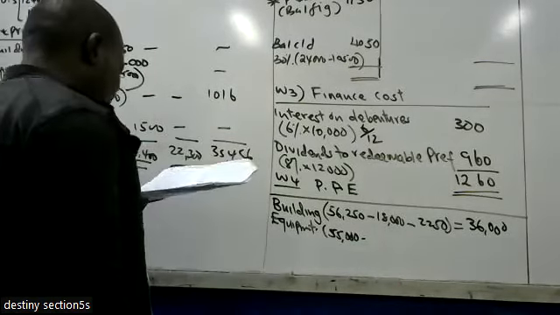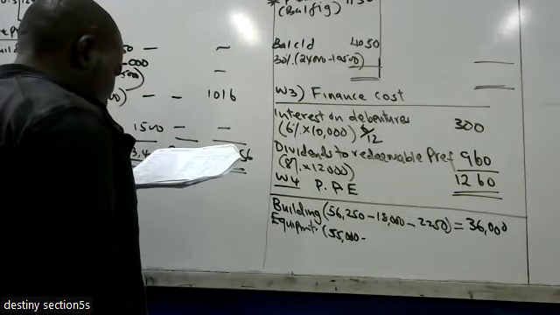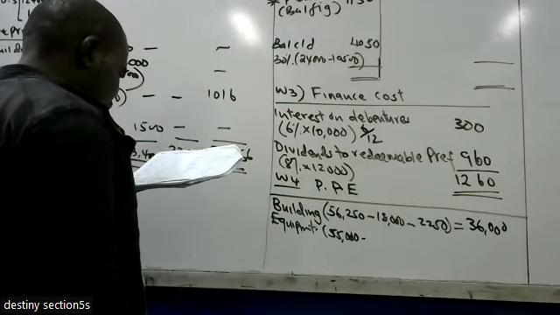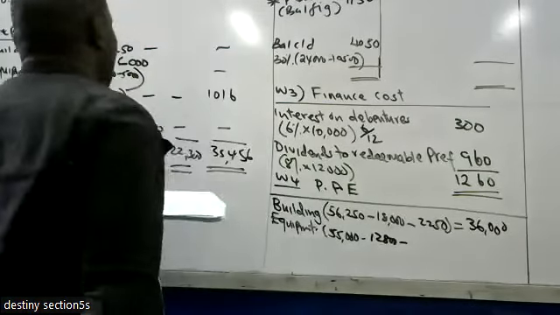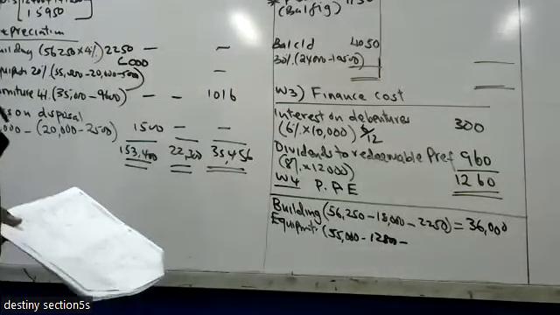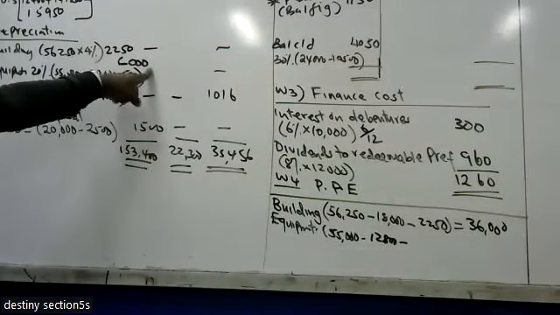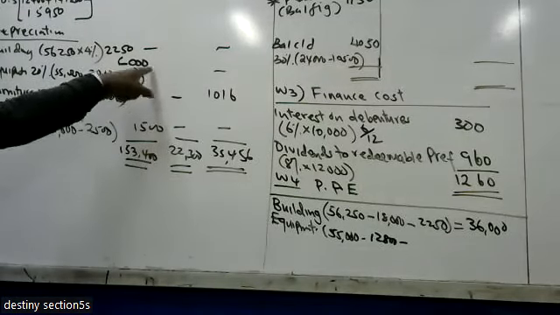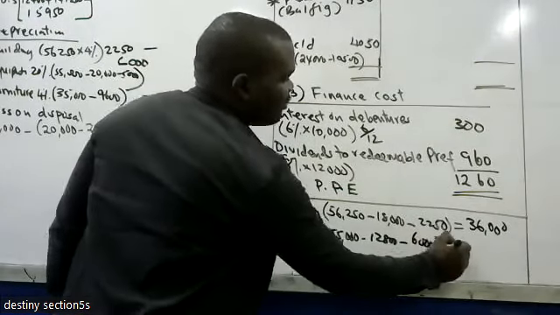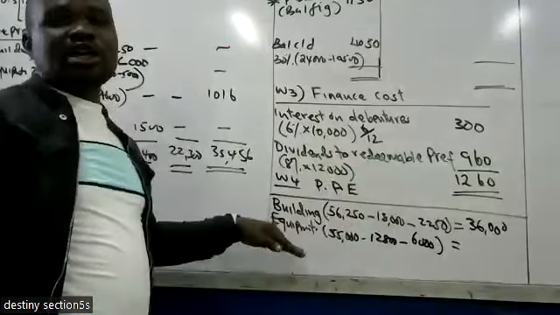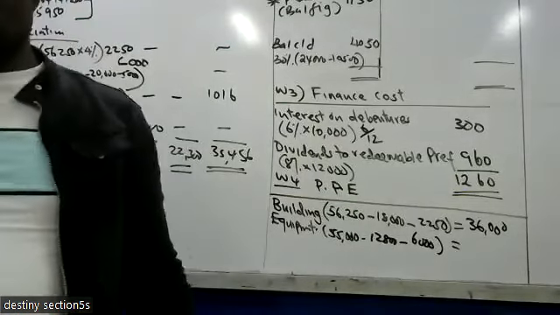minus accumulated depreciation on equipment. Equipment, the accumulated depreciation was 12,800 minus depreciation for the year, equipment we charge 6,000. This one here. So we are charged 6. I want to bring all of them, then we subtract. From the general, we subtract disposal.